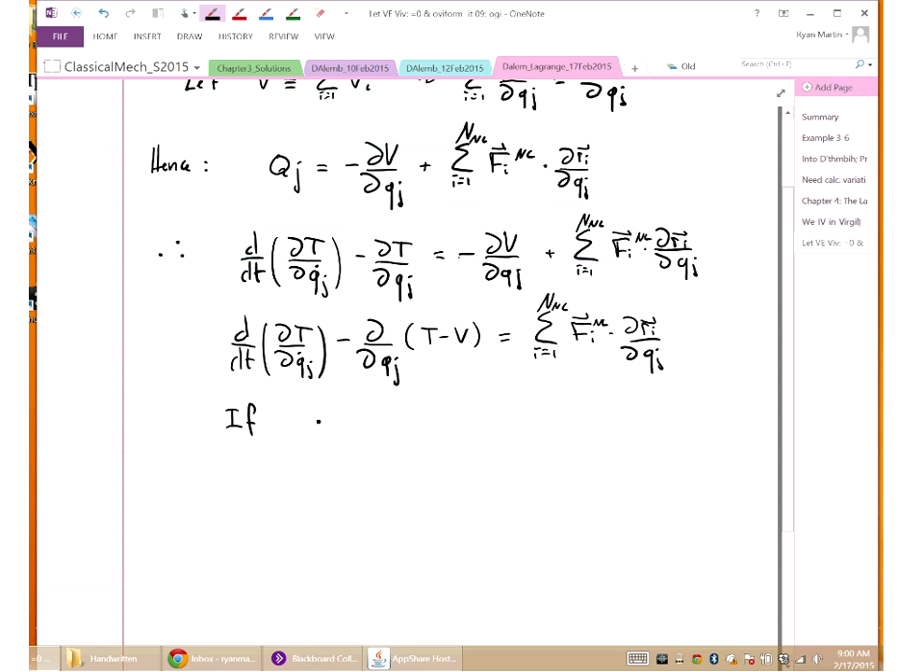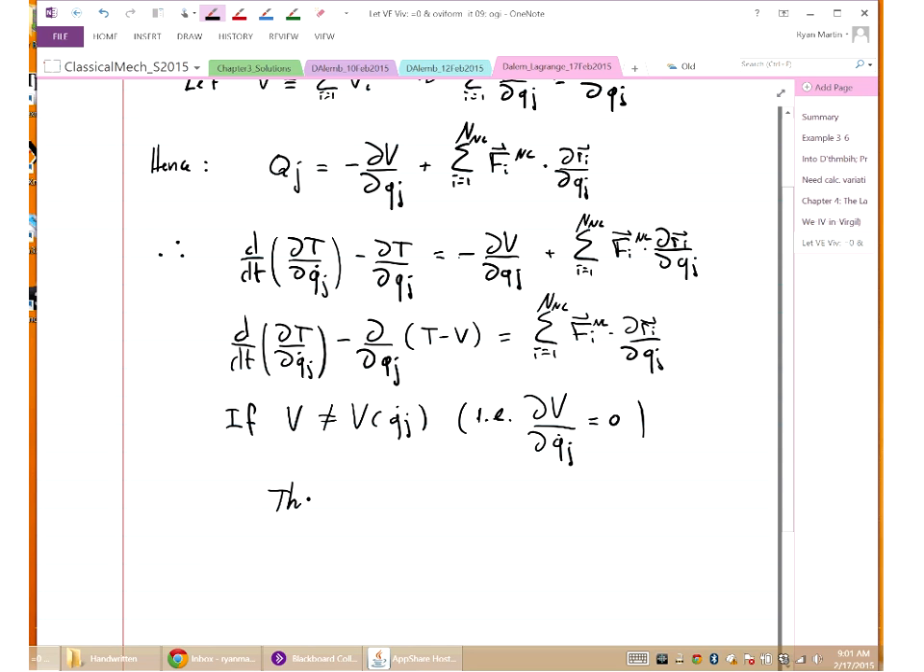Now, if V does not depend on q_j dot, when I say V doesn't depend on q_j dot, I mean that ∂V/∂q_j dot equals 0. Right, so if the potential energy V doesn't depend on the generalized velocities, that's the same thing as saying ∂V/∂q_j dot equals 0.